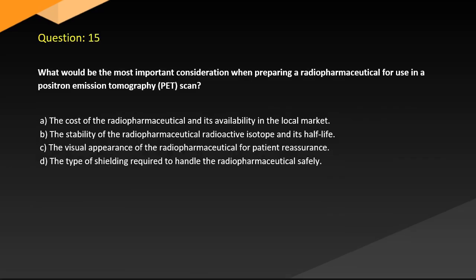Question 15. What would be the most important consideration when preparing a radiopharmaceutical for use in a positron emission tomography (PET) scan? A. The cost of the radiopharmaceutical and its availability in the local market. B. The stability of the radiopharmaceutical's radioactive isotope and its half-life. C. The visual appearance of the radiopharmaceutical for patient reassurance. D. The type of shielding required to handle the radiopharmaceutical safely.